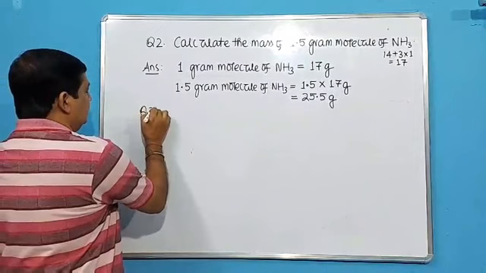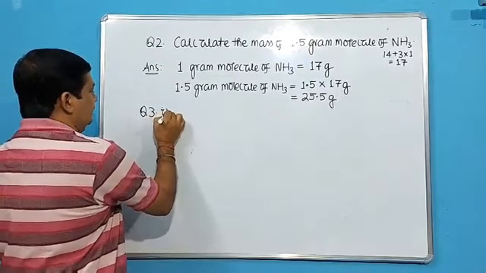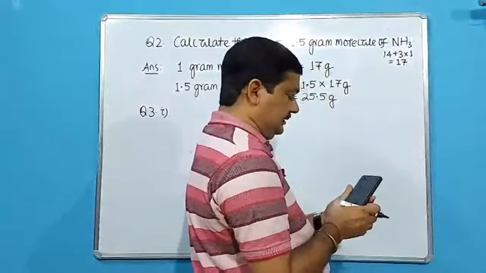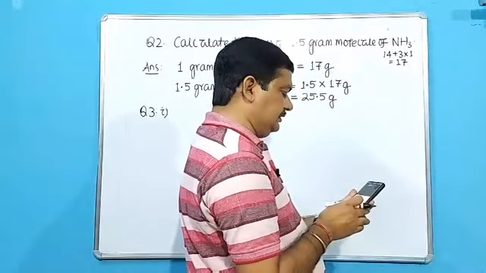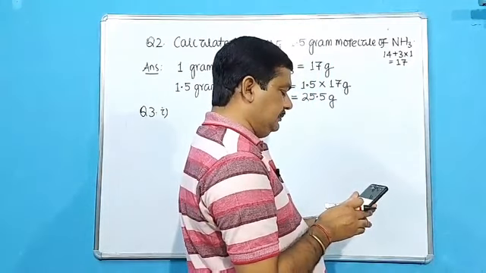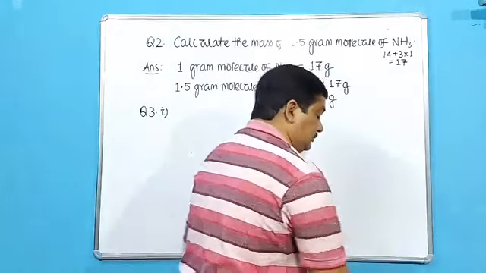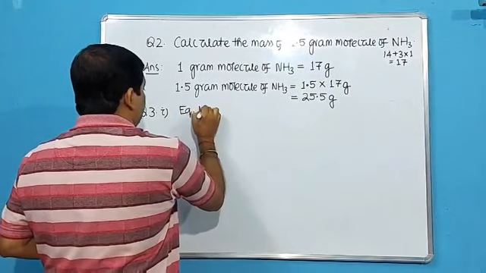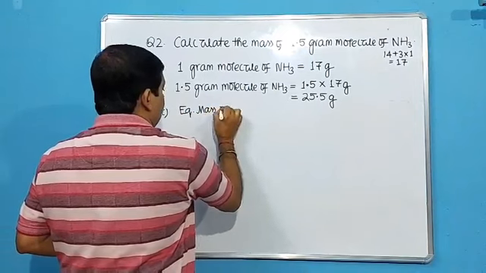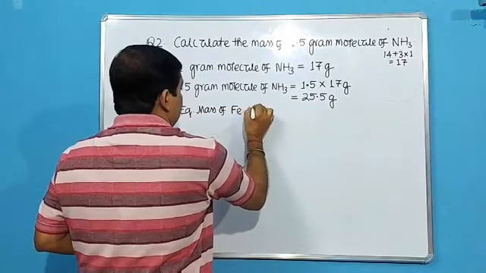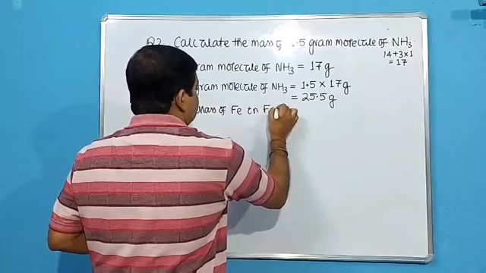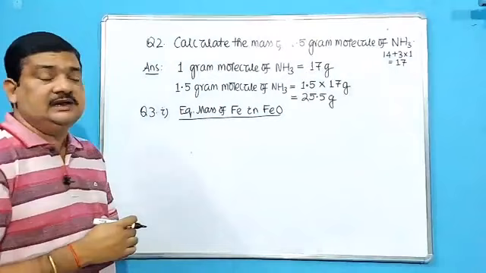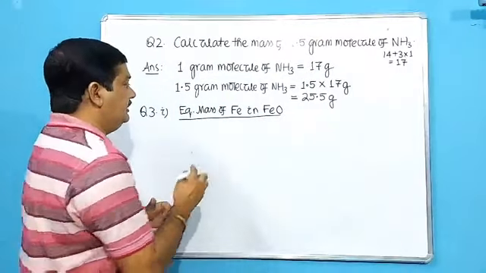Then question 3 has 2 bits. So let us go for bit 1. Find out the equivalent mass of iron, or calculate the equivalent mass of iron in ferrous oxide and ferric oxide. So first we will go for equivalent mass of iron, Fe, in FeO, ferrous oxide. I told you FeO is ferrous oxide, Fe2O3 is ferric oxide. So we start from here.